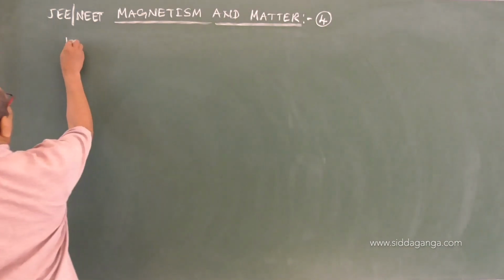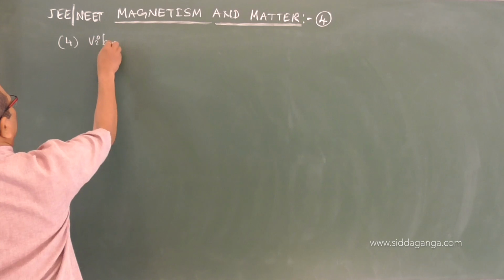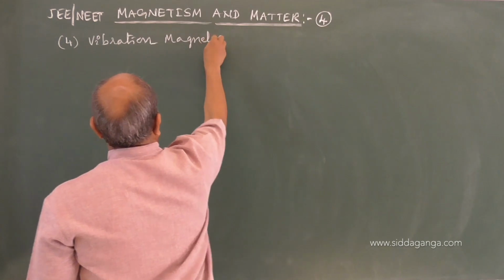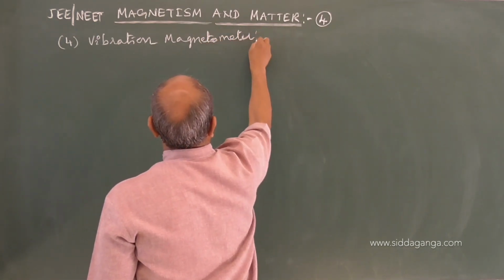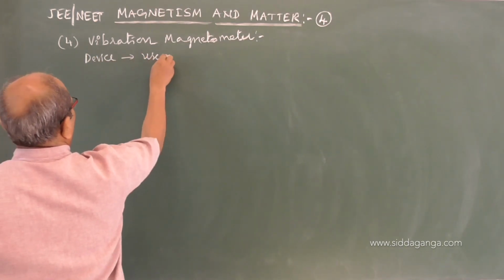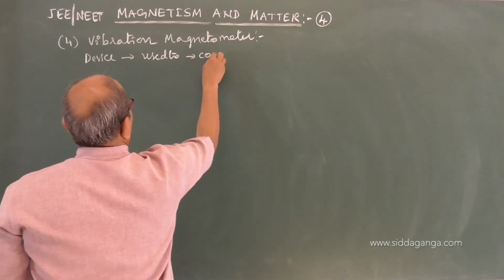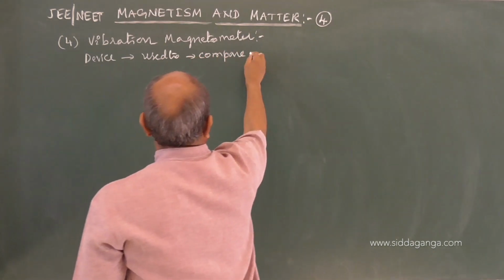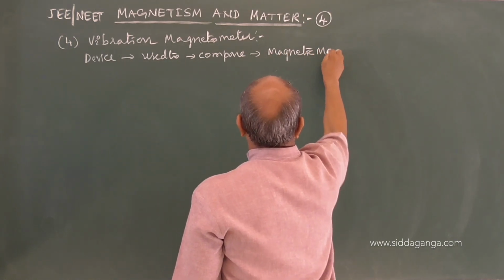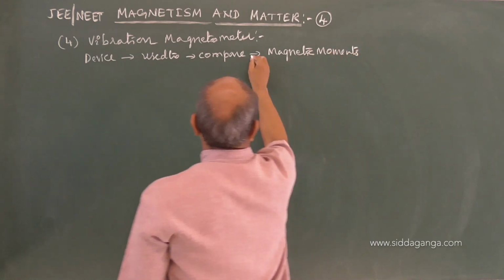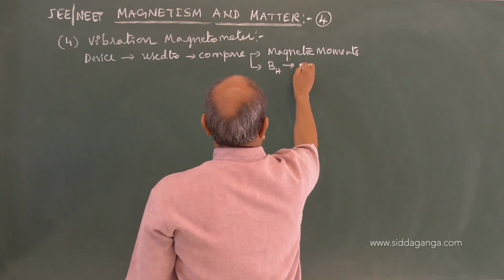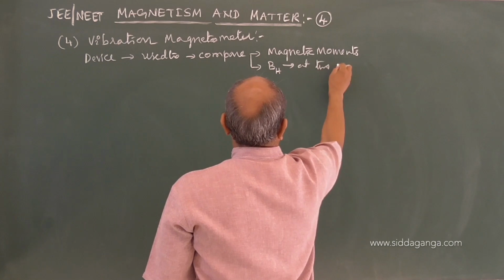So coming to the fourth one, the vibration magnetometer. It is a device used to compare magnetic moments of two bar magnets, or the earth's horizontal magnetic component at two different places.